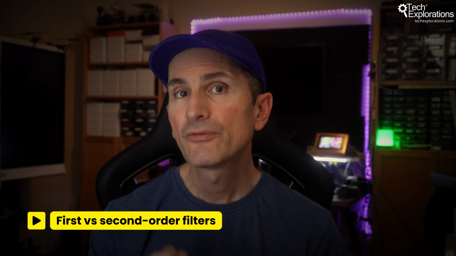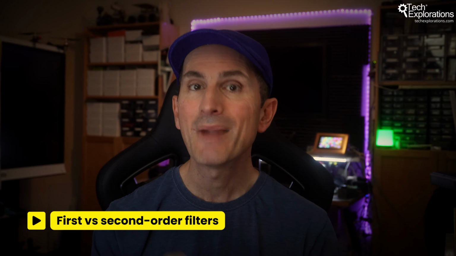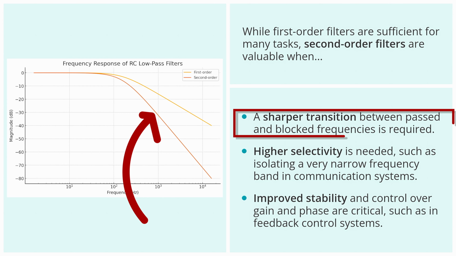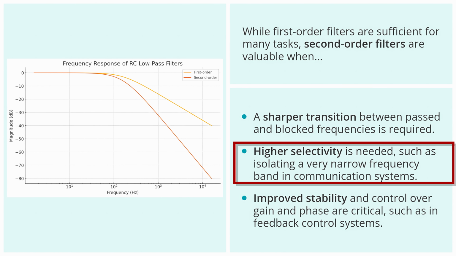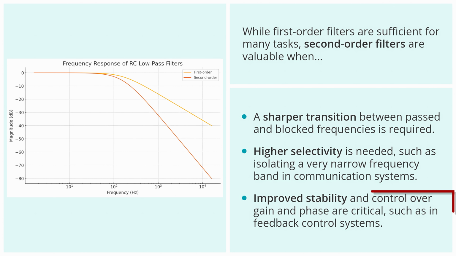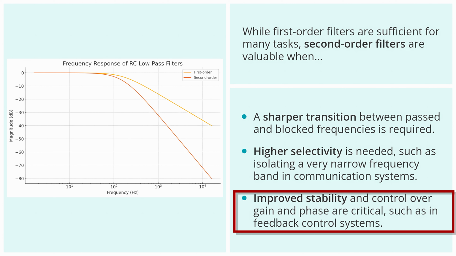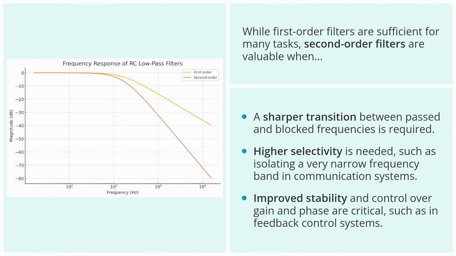While first order filters are sufficient for many tasks, second order filters are valuable, as I mentioned earlier, when we need things such as a sharper transition between passed and blocked frequencies, when we need higher selectivity, such as isolating a very narrow frequency band in communication systems, for improved stability and control over gain and phase when these are critical, such as in feedback control systems. Learning second order filters becomes natural and much easier once you are confident with the concepts and behaviors of first order filters.